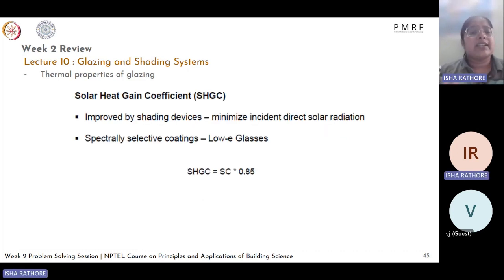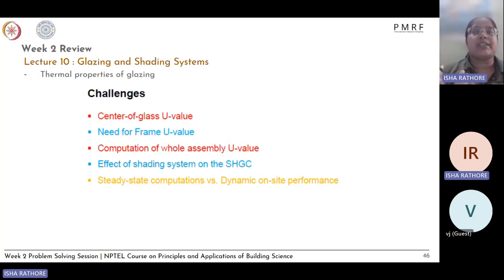So solar heat gain coefficient, SHGC, is improved by shading devices, which minimize the incident direct solar radiation. And these are usually calculated for your low E glasses. When you select glasses, you look at the SHGC value, as well as other terms like visible light transmittance and the U value of your glass. So this is how you select glasses to be put in your buildings.